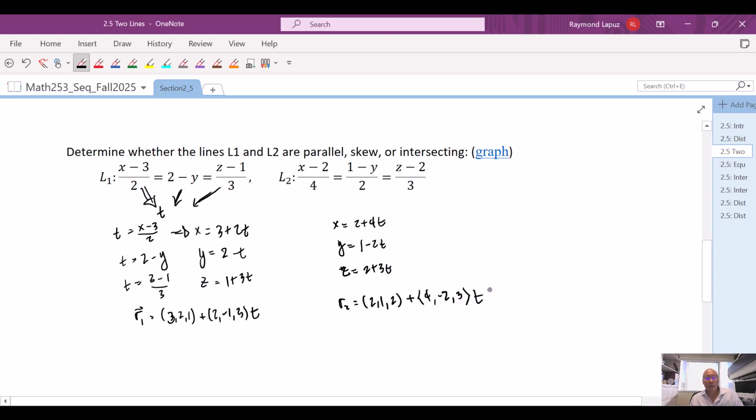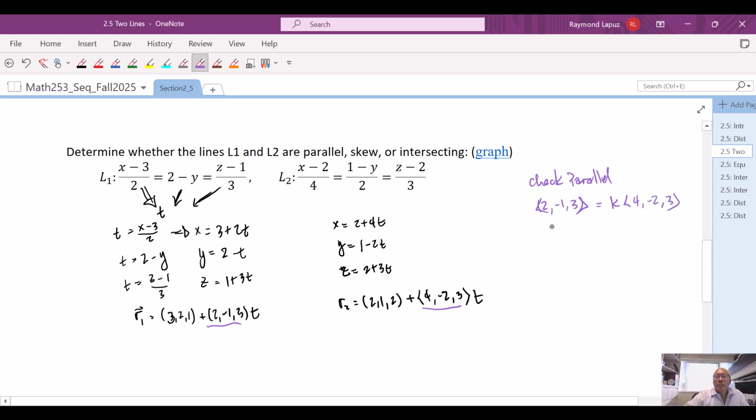So that's our equation for this. And to check if they are parallel, we want to take our direction vectors and see if they're scalar multiples of each other. We have 2, -1, 3. We want to ask if this is equal to some scalar multiple times a second vector, 4, -2, 3.